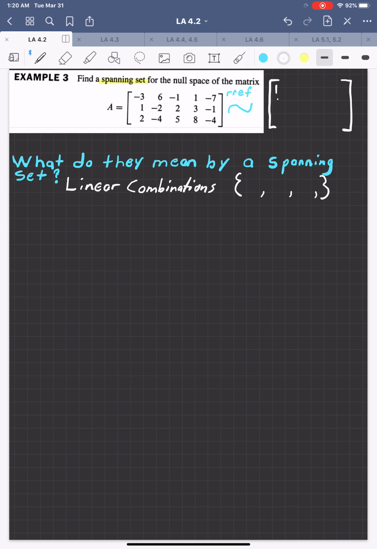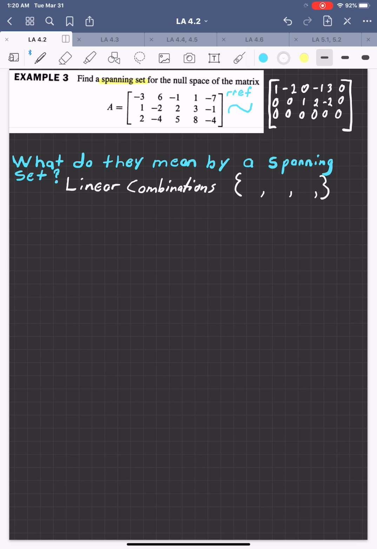So 1, 0, 0, negative 2, 0, 0, 0, 1, 0, negative 1, 2, 0, 3, negative 2, 0, and 0, 0, 0. And now how do we get there?